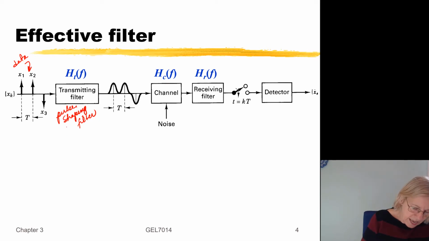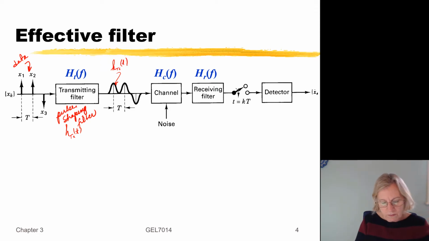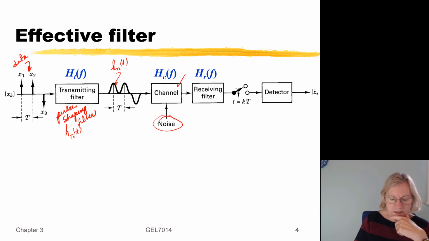So if we think of this as h_t(t), that means that the shape of this pulse would be just this, the transmit impulse response. So when we want to have a certain shape for our pulse, whether it's a square wave or whatever shape it is, we can say it's generated by this transmitting filter. Then we have another filter which represents the channel. So that's what's going on here. And we also modeled the channel as introducing noise.